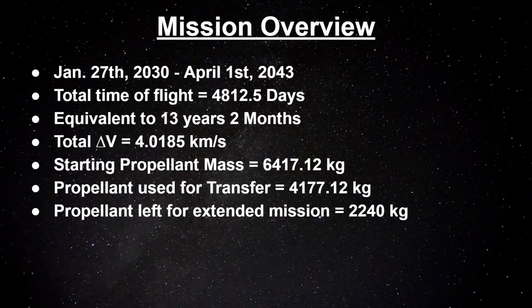So, the mission ended up being between 2030 and April 1st, 2043. This gave us a total time of flight of 4,812.5 days, and is equivalent to 13 years and 2 months. Our total delta V used on the entire mission was only 4.0185 kilometers per second. Our starting propellant mass was 6,417 kilograms, and the propellant used for transfer was 4,117.12 kilograms. This gives us an excess propellant of 2,240 kilograms, which allows us to extend the mission.